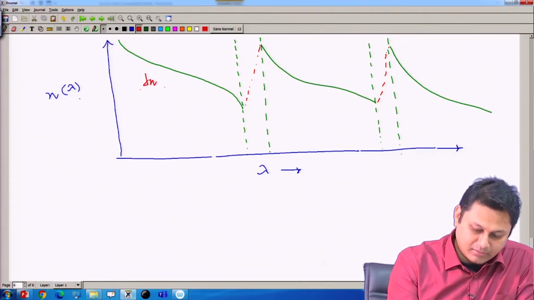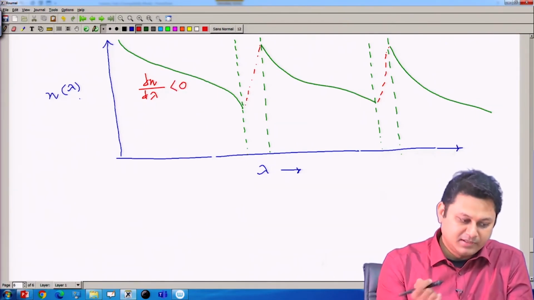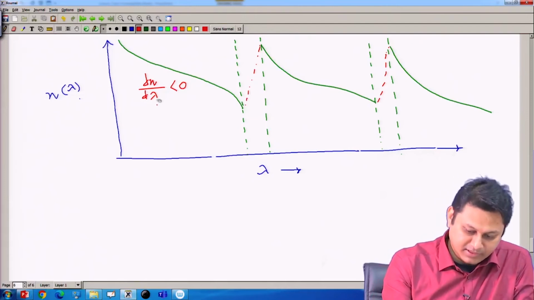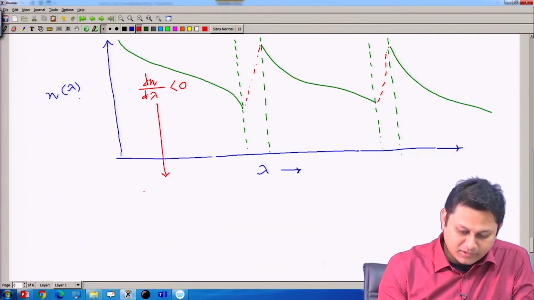So, here in this regime, if I look, dn d lambda is less than 0, because when the lambda is increasing, n is decreasing. So, this is called the normal dispersion regime.